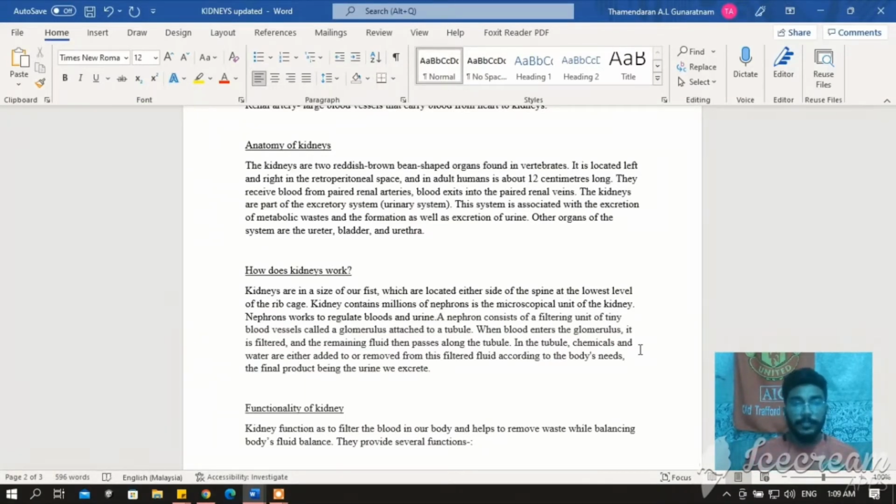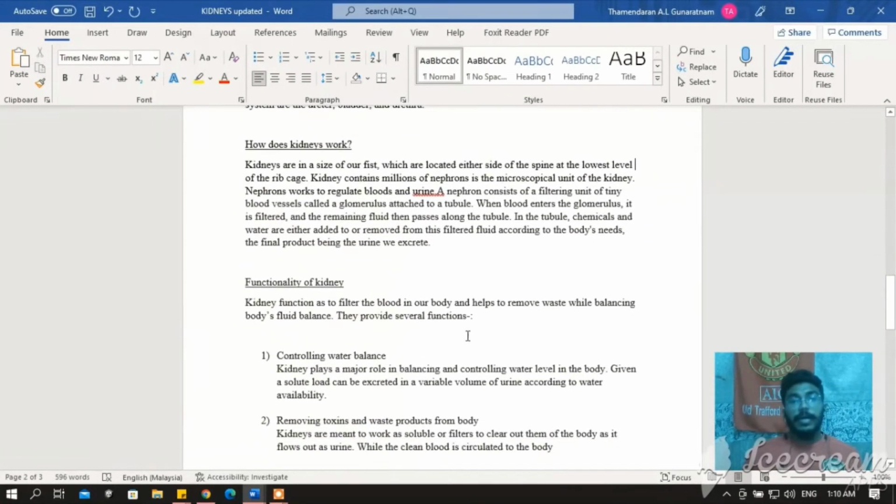How does kidney work? Kidneys are the size of our fist, which are located on either side of the spine at the lowest level of the rib cage. Kidney contains millions of nephrons, the microscopical unit of kidneys. Nephrons work to regulate blood and urine. A nephron consists of a filtering unit of tiny blood vessels called glomerulus attached to a tubule. When blood enters the glomerulus, it is filtered and the remaining fluid passes along the tubule, regulated through the kidneys. In the tubule, chemicals and water are either added or removed from the filtered fluid according to the body's need, the final product being the urine that we excrete.